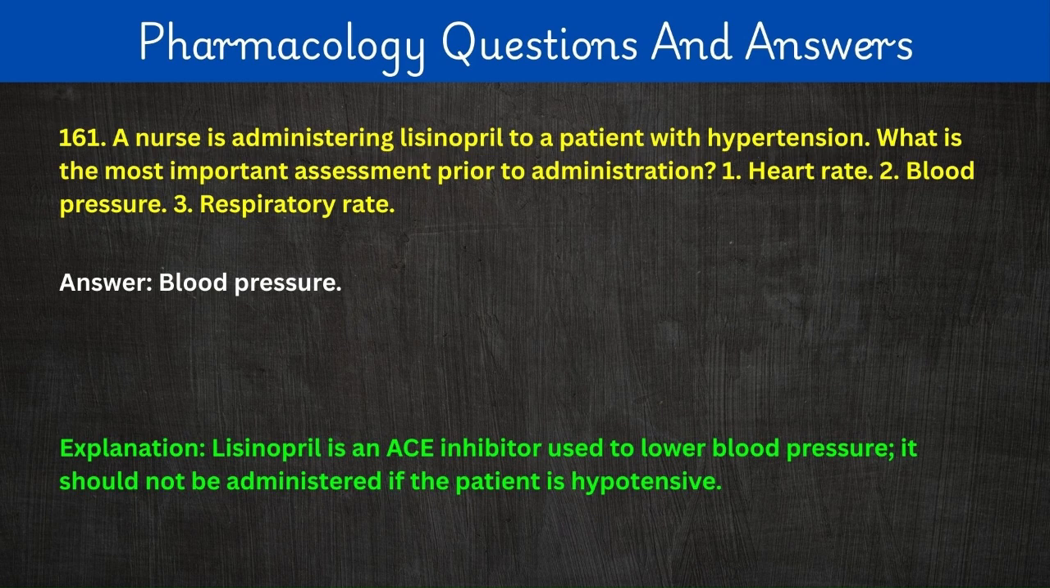161. A nurse is administering lisinopril to a patient with hypertension. What is the most important assessment prior to administration? 1. Heart rate. 2. Blood pressure. 3. Respiratory rate. Answer: blood pressure. Explanation: lisinopril is an ACE inhibitor used to lower blood pressure. It should not be administered if the patient is hypotensive.